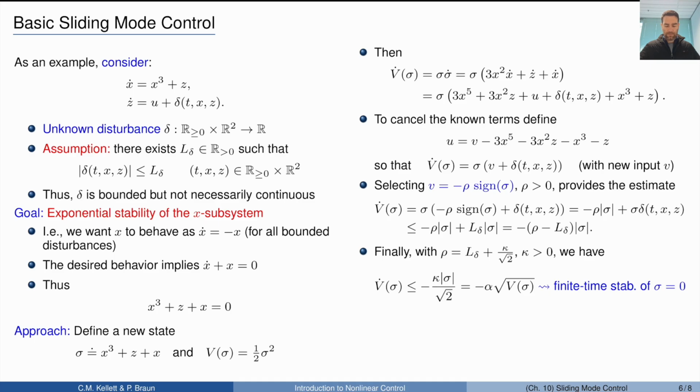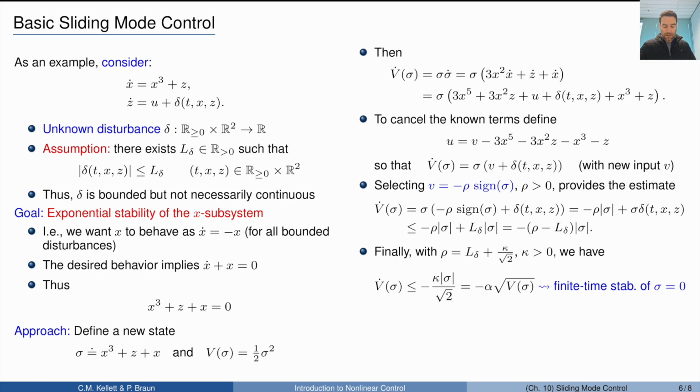Okay, so how do we proceed? Well, we still have that degree of freedom in the function v, so we define that as minus a constant times the sine of sigma, and we plug that in again into our function v dot of sigma. We can simplify that term simply by getting minus rho times the absolute value of sigma, plus a term depending on our unknown disturbance delta.